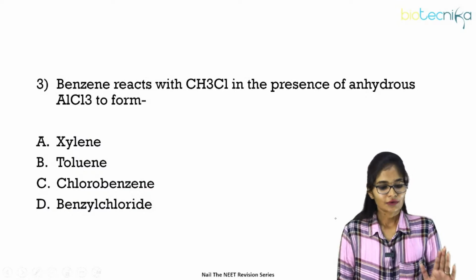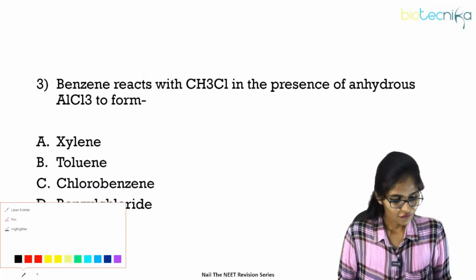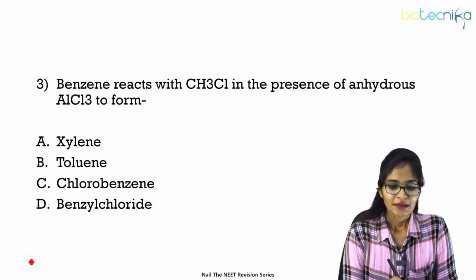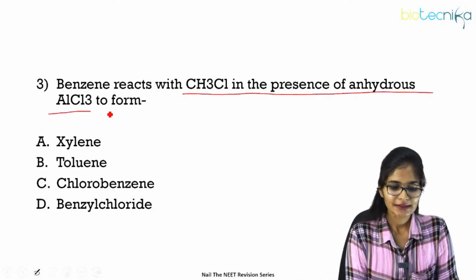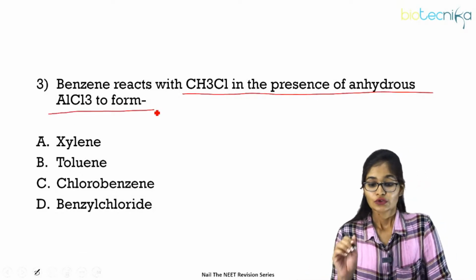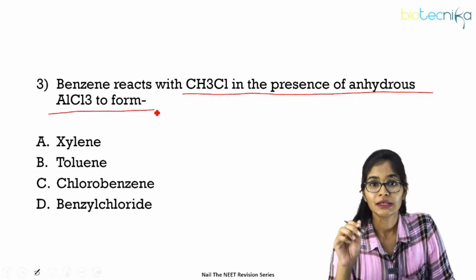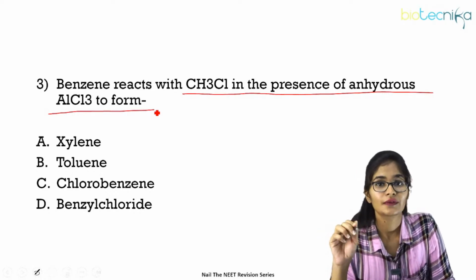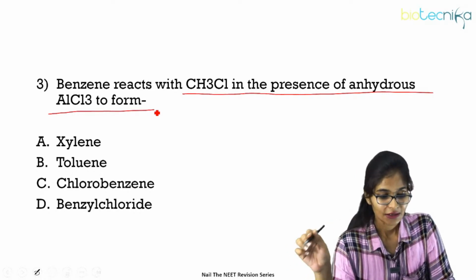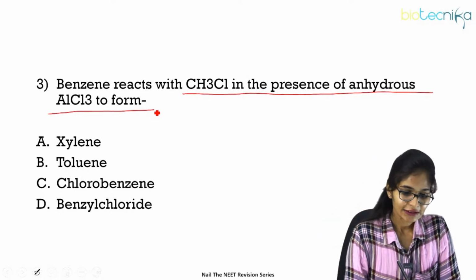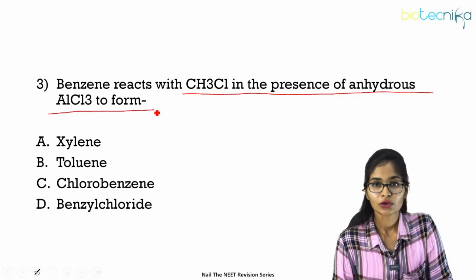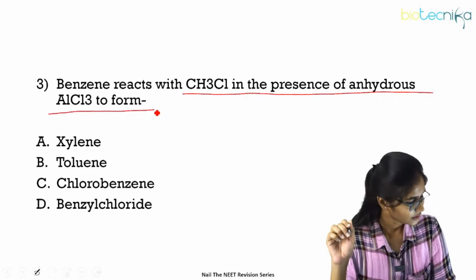Okay, so now we'll start with the problem session. The first question is: benzene reacts with methyl chloride in the presence of anhydrous AlCl3 to form. So benzene is reacting with methyl chloride in the presence of anhydrous AlCl3. What product will you get, students? The options are xylene, toluene, chlorobenzene, and benzyl chloride. What option can you choose?